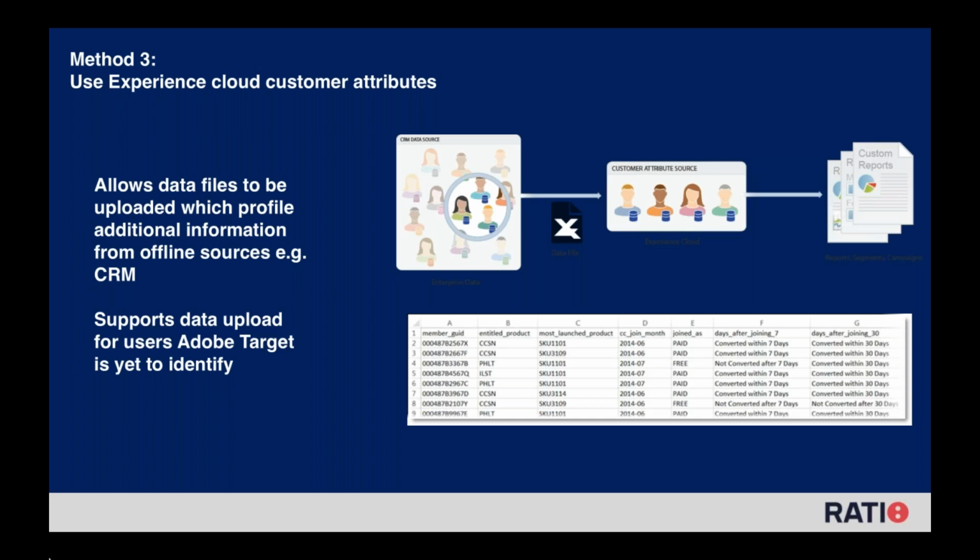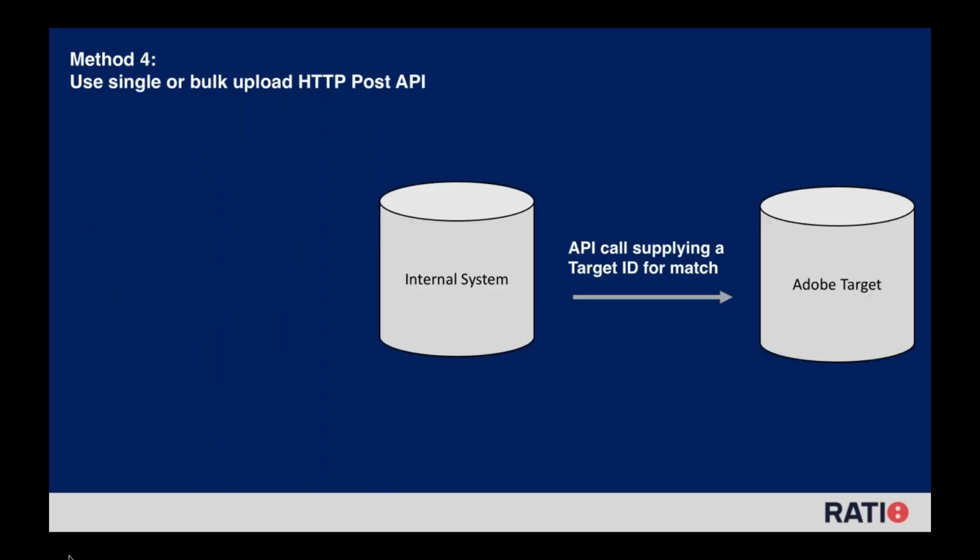The benefit of this, as opposed to other methods of uploading data to Adobe Target, is that it supports an upload for users that Adobe Target is yet to identify. So you can upload data about everyone in your CRM system, setting aside any GDPR considerations around doing that. And as and when Adobe Target finds a match against whatever matching identifier you're using, then it will immediately start to include those people in any audiences that have been defined on the basis of attributes held within that report.